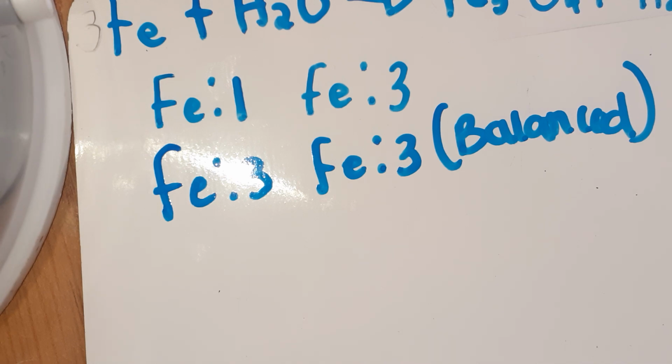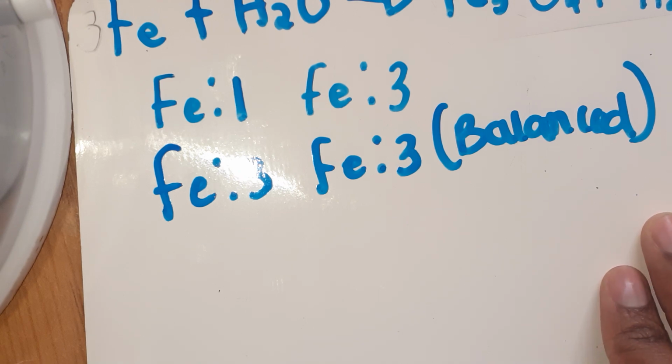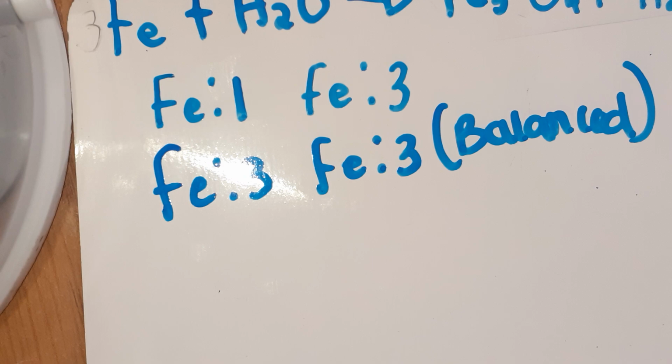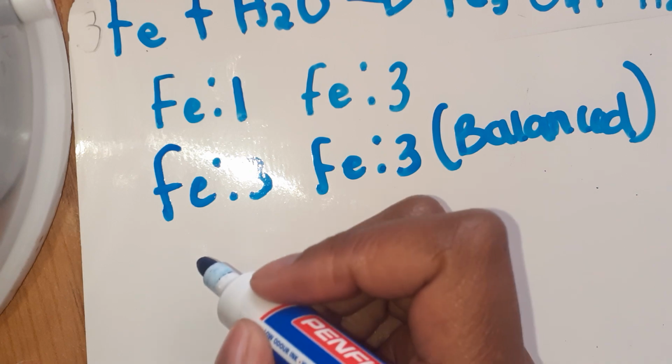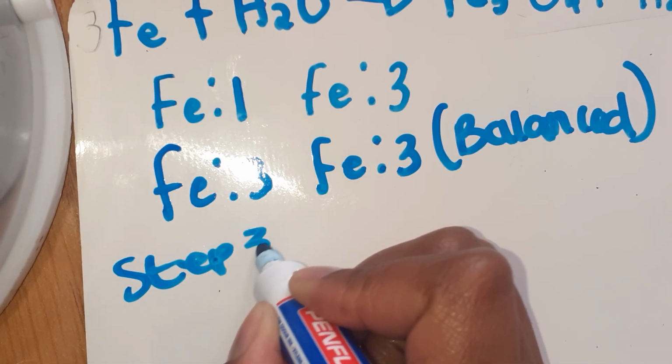In step 3, you have to balance hydrogen, and then in step 4, you have to balance oxygen. So you do them separately. So when I say balance non-metals, you're going to balance other non-metals besides oxygen and hydrogen. So we don't have other non-metals, right? We only have hydrogen, which is the H. So we'll just go straight to step 3.